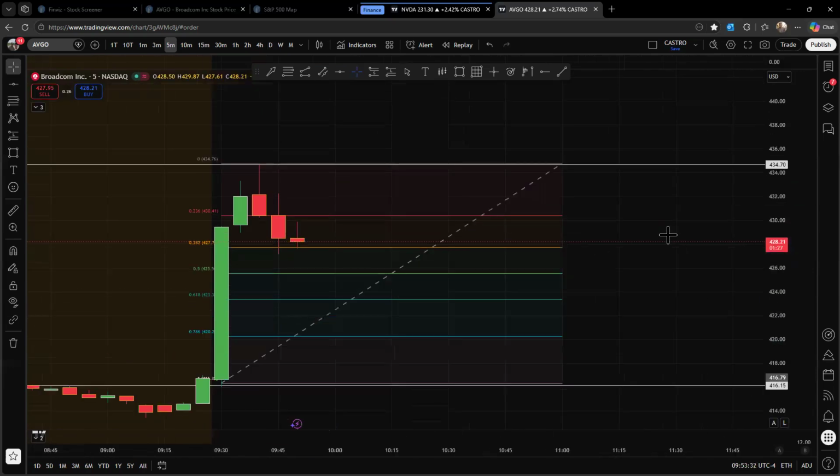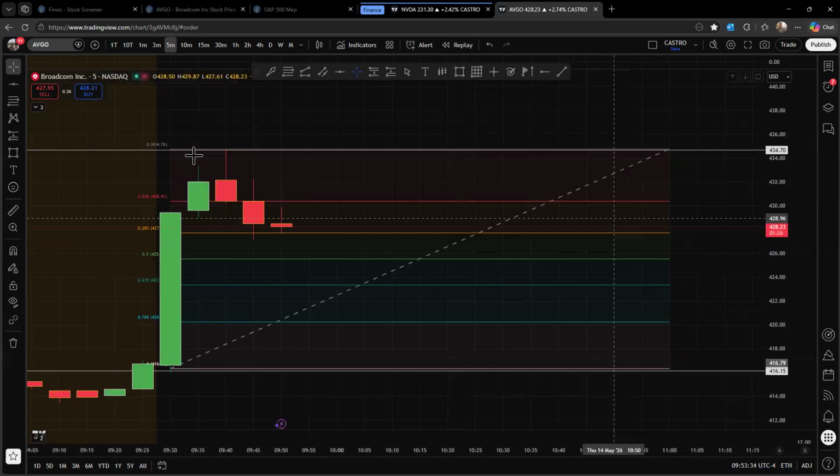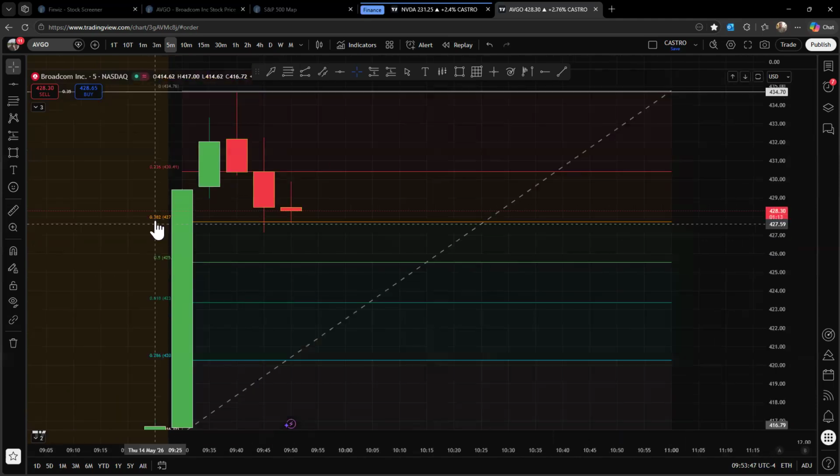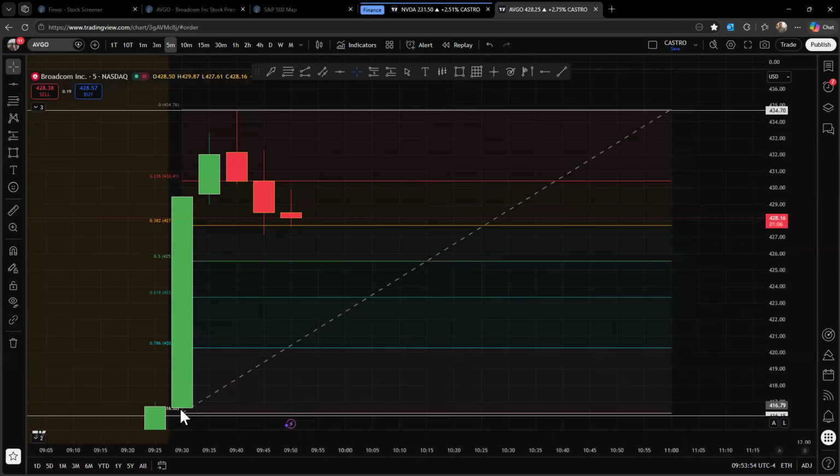And I explained to you guys that I wanted to buy at the high, and I said 417.5 puts. And from there, I wanted to take profits at the 38.2 Fibonacci. And that's exactly where we took profits. Took profits right here.